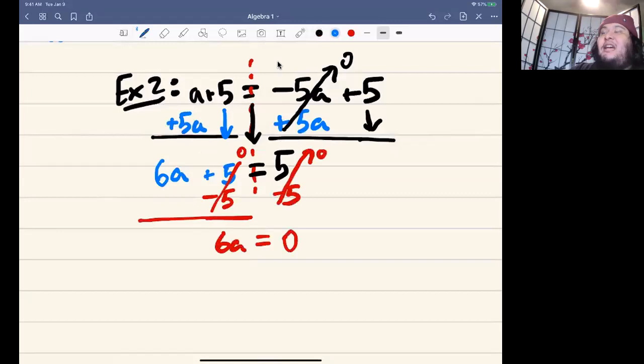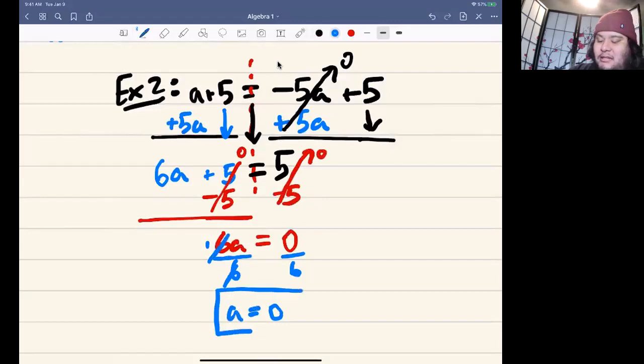That's 6 times a. How do we undo multiplication? With division. So we're going to divide by 6. So we're going to get a is equal to 0 divided by 6. 0 divided by anything is always going to be 0. So our answer is going to be a is equal to 0. Okay?